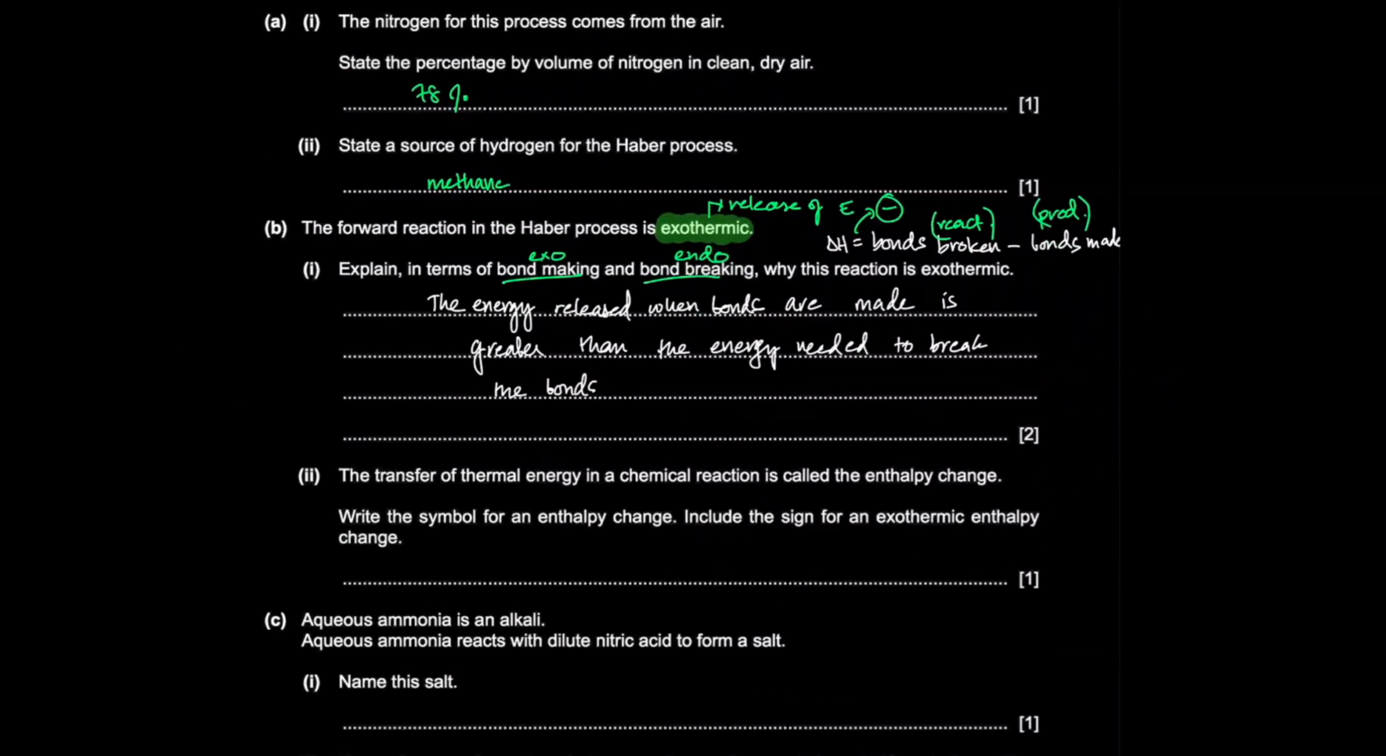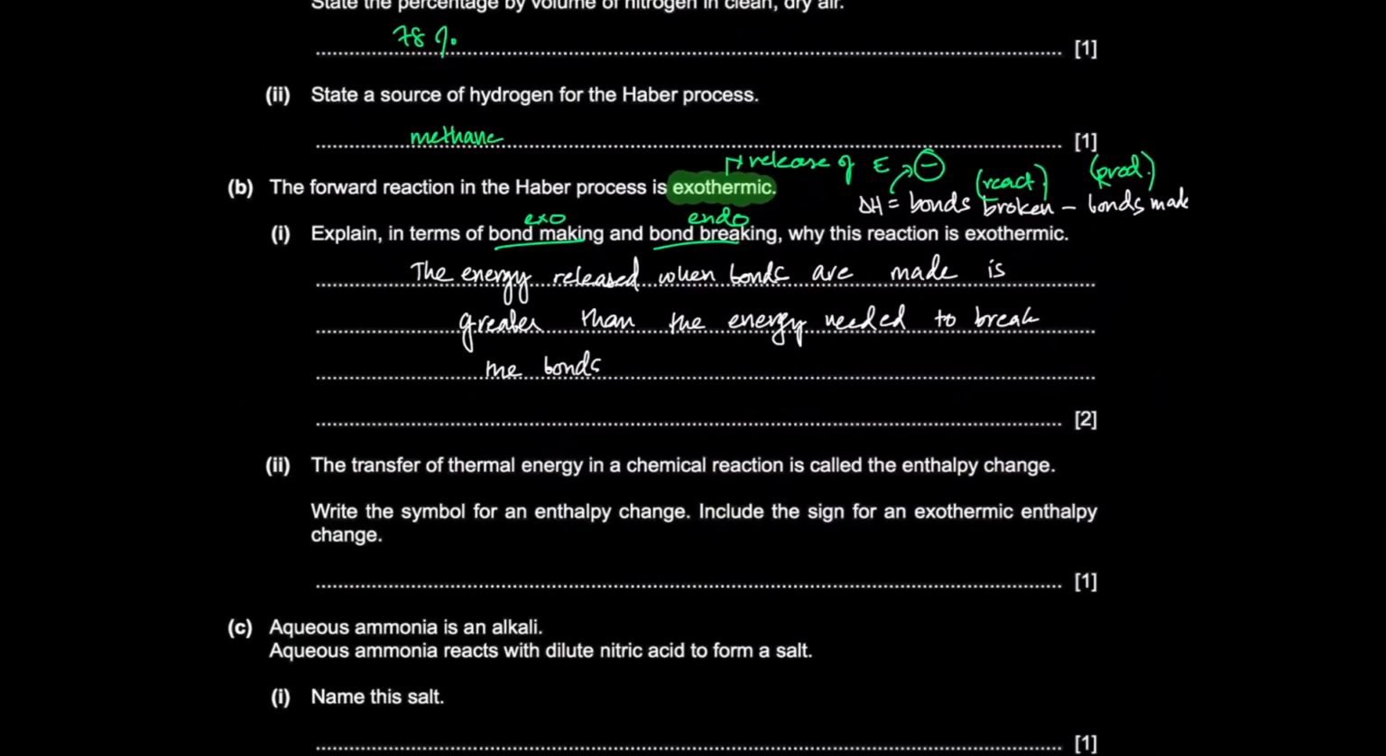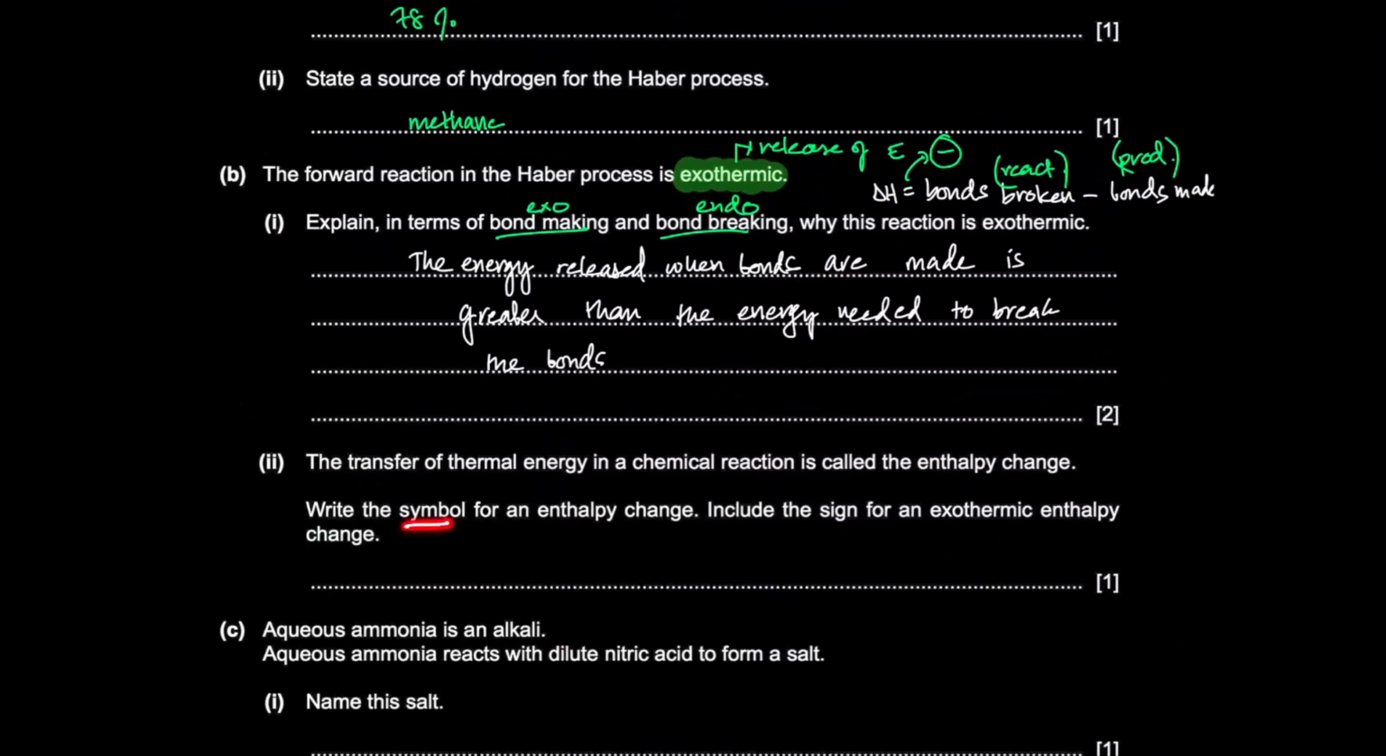The transfer of thermal energy in a chemical reaction is called the enthalpy change. Write a symbol for the enthalpy change, including the sign for an exothermic enthalpy change. Okay. So the symbol for enthalpy change is delta H, and the sign for an exothermic enthalpy change is negative. Okay, for an exothermic reaction, the enthalpy change is negative.